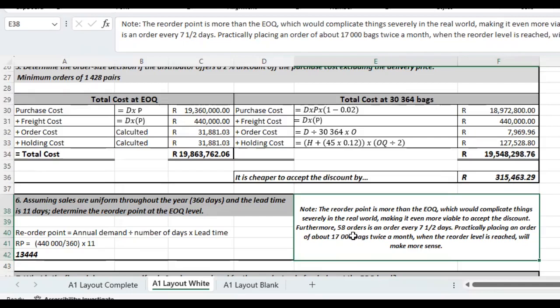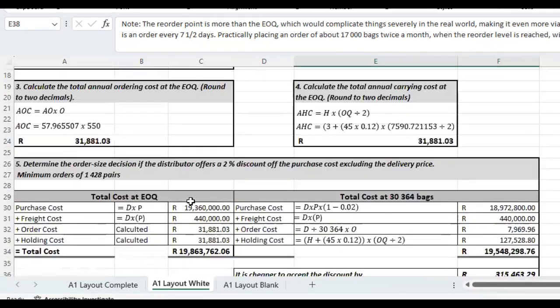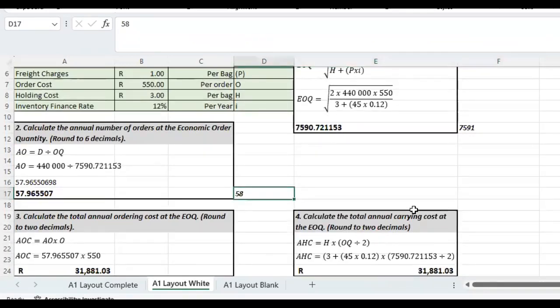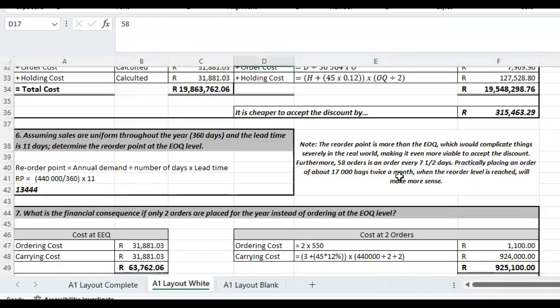Furthermore, 58 orders. I remember 58 orders was what we said is the amount of orders that we would have to place at the economic order quantity. 58 orders is an order every 7.5 days. So that doesn't make sense. How are you going to order every 7.5 days? What if it's on a weekend, holiday, things like that? Okay, practically, what will you do? Placing an order of about 17,000 bags twice a month when the reorder level of 13,444 is reached, that will make more sense.